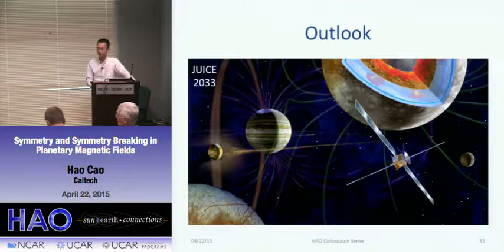But if it actually generates a compositional gradient, then we're in big trouble, because then it could be in a double diffusive convection region, which we know so little about.